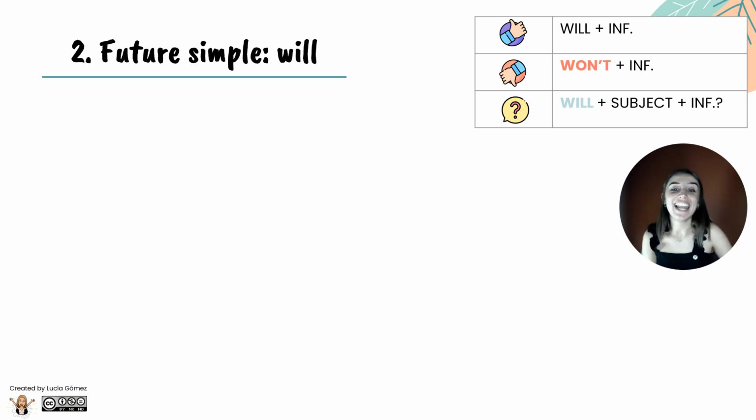Quite simple. Basically, what we use is that we take will or won't in the negative. It is obviously possible to say will not, and then we combine it with the infinitive, with the verb form of the verb. Now, when do we use will? When do we use future simple? Well, let me tell you that we use it in three main cases.